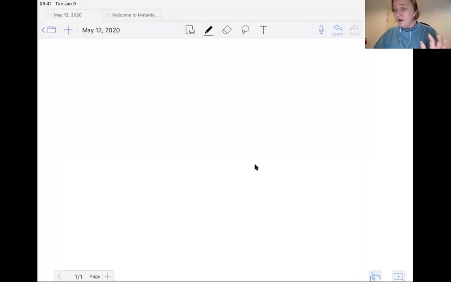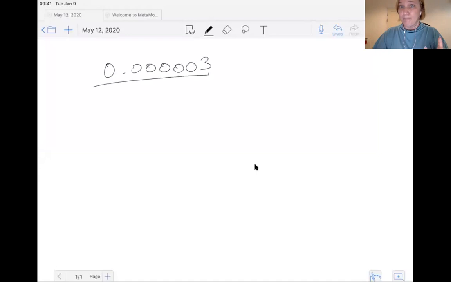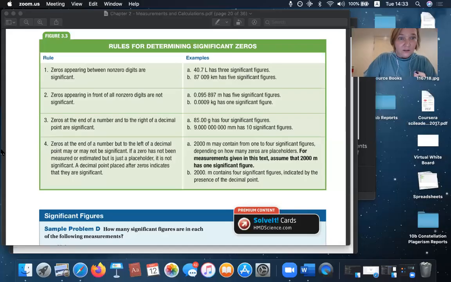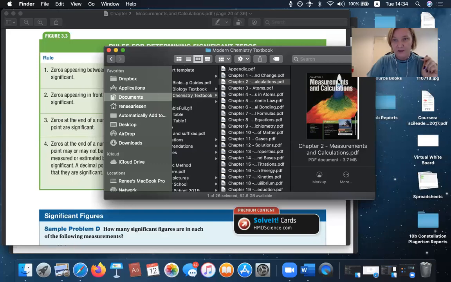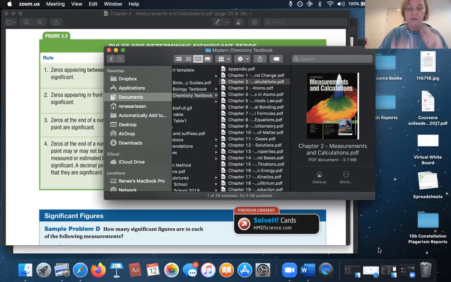Okay. All right. So if I have 0.000003, none of these zeros count. But if I have a 0 that comes after the 3, that counts. Rule number 3, zeros at the end of the number and to the right of a decimal. That's important. You know what, maybe I'll just show you by example.